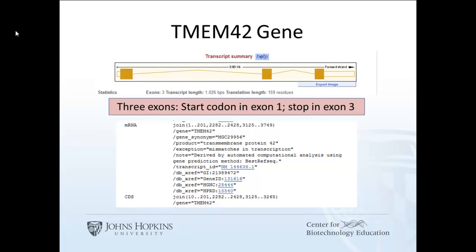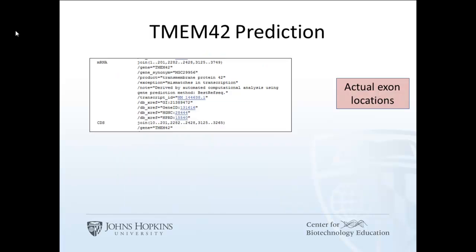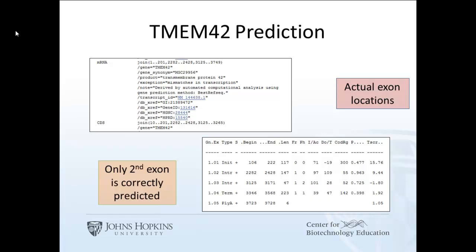Everything else is identical. Here's a discussion question. At what numerical locations are the introns located? Now let's examine the GenScan prediction for this genomic DNA. Note the actual verified locations from the NCBI record. And here is the prediction.